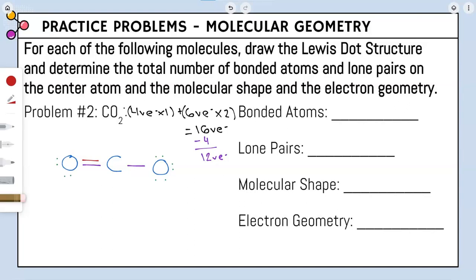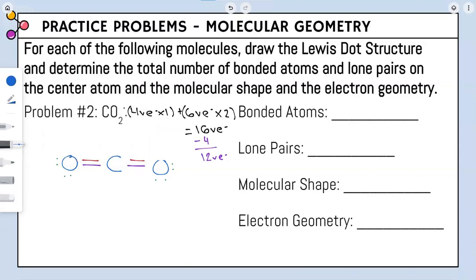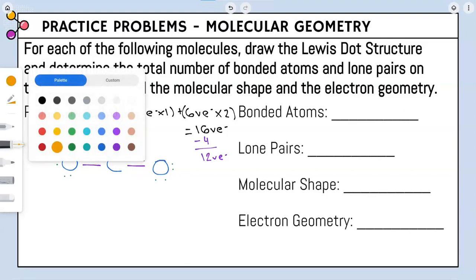And carbon is still not happy, so we'll have to do it again. We can either make this double bond a triple bond, or we can make two double bonds. It does not matter which direction you go. You're both going to get the same answer anyways. I'm going to go ahead and make another double bond. So I'm going to take these pairs and make it into another bond. Therefore, these go away. And now that carbon has 8 and both of the oxygens still have 8, that is our final answer.